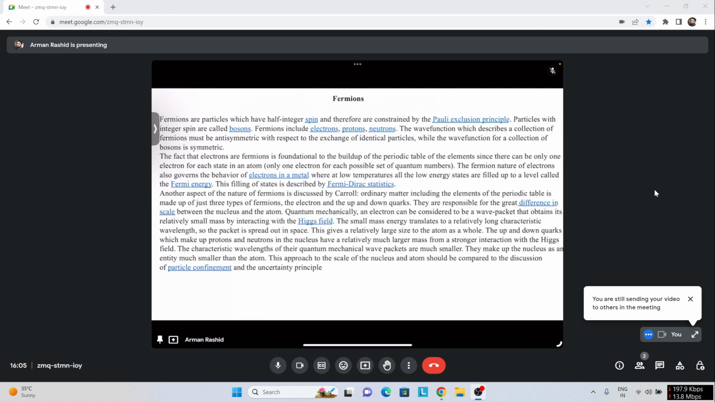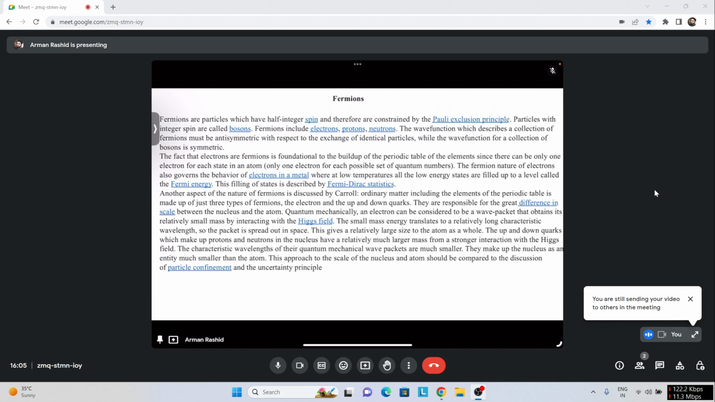So particles with half-integer spin are fermions. Okay, fermions include electrons, protons, as well as neutrons. These are the particles that make up matter. The wave function which describes a collection of fermions must be antisymmetric with respect to exchange of identical particles, whereas the wave function for a collection of bosons is symmetric.